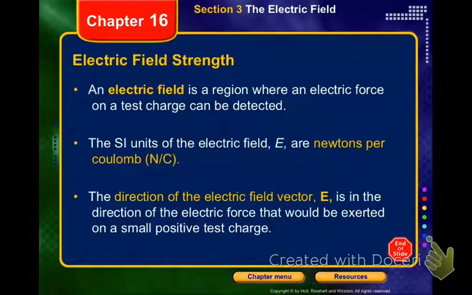Chapter 16, Section 3, the electric field. So we have talked about electric force in Section 2, and we talked about electric charge in Section 1. Now we're going to add on electric field.